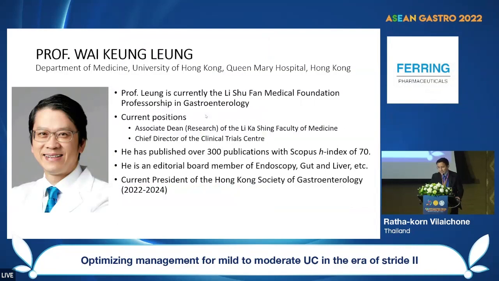Professor Leung is currently the Lai Shu Fan Medical Foundation Professor in Gastroenterology. His current position is Associate Dean Research at the Faculty of Medicine and the Chief Director of the Clinical Trials Center of the University of Hong Kong. He has published over 300 articles in many high-impact journals in both medicine and GI fields, including many articles in Lancet, Gastroenterology, Gut, as well as many others. His Scopus H index is 70 right now. Also, he is an editorial board member in many journals, such as Endoscopy, Gut and Liver, and etc.